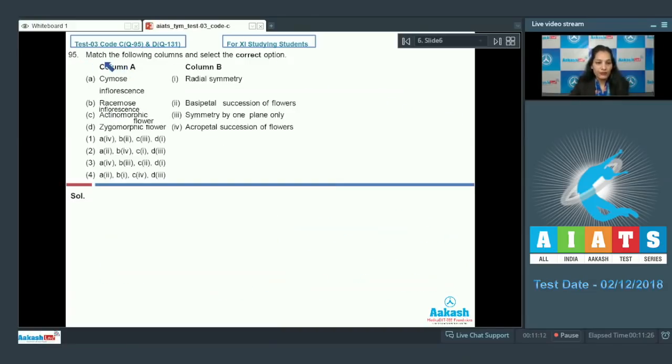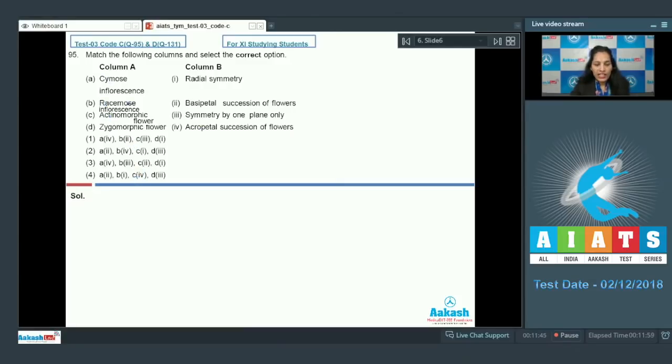Question number 95. Match the following columns and select the correct option. In column A and column B, you have given some items. You have to match the items present in the column A with the column B. A. Cymose inflorescence radial symmetry. B. Racemose inflorescence basipetal succession of flowers. C. Actinomorphic flower symmetry by one plane only. D. Zygomorphic flower acropetal succession of flowers. So see the options here.